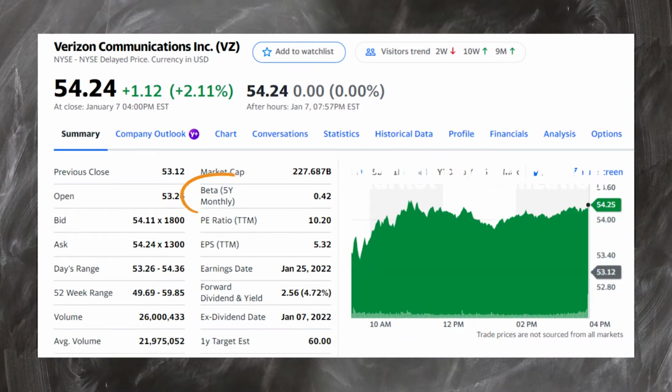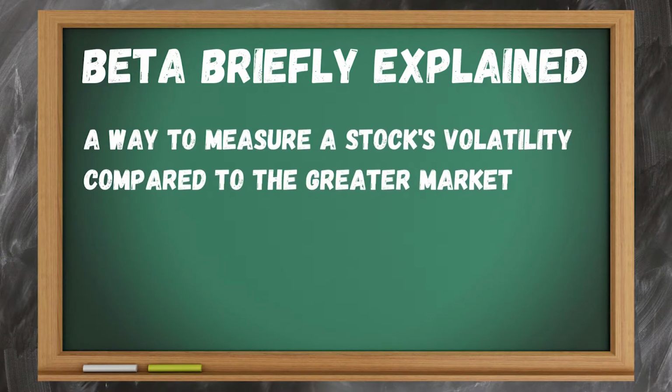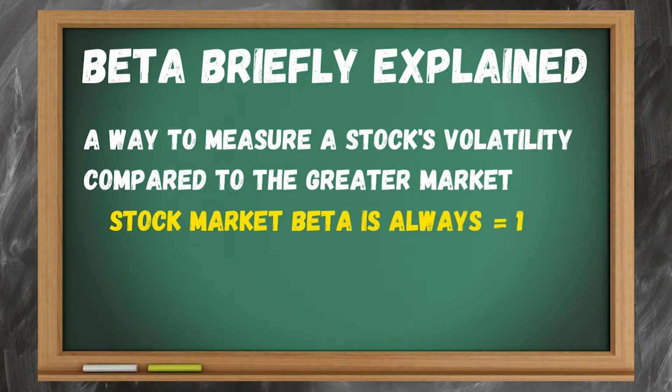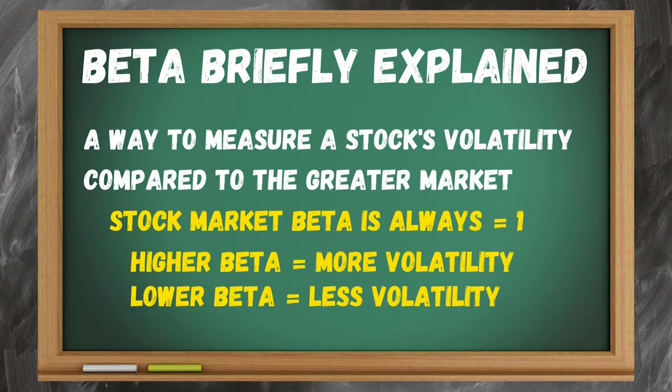Next, we see beta. This is another more intermediate term, so we won't go into a lot of detail, but I'll touch on it just a little bit. Beta is a way of measuring a stock's volatility compared with the overall market volatility. The market as a whole always has a beta of 1. Stocks with a value greater than 1 are more volatile than the market, which means they'll generally go up more than the market goes up and go down more than the market goes down.